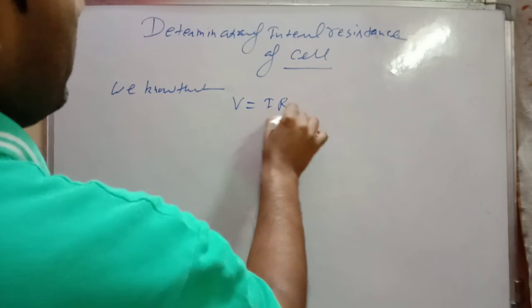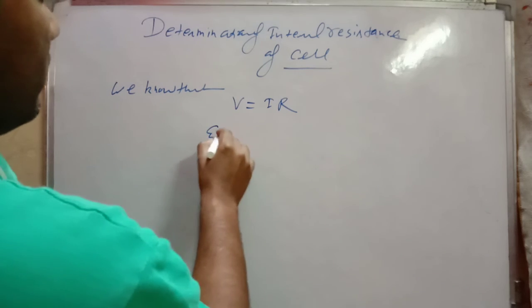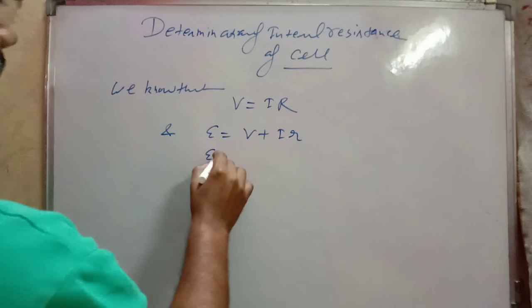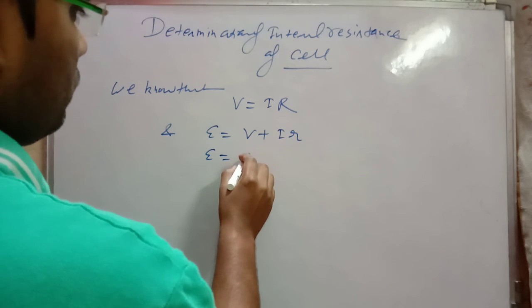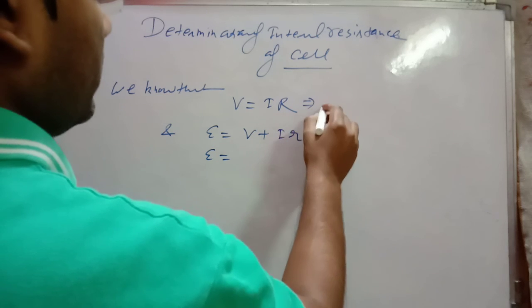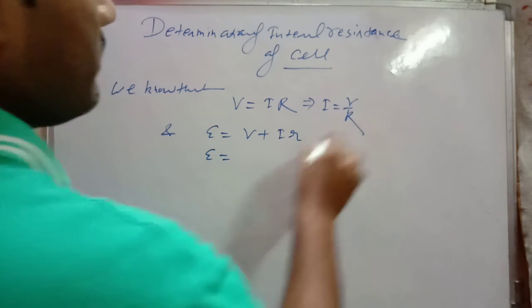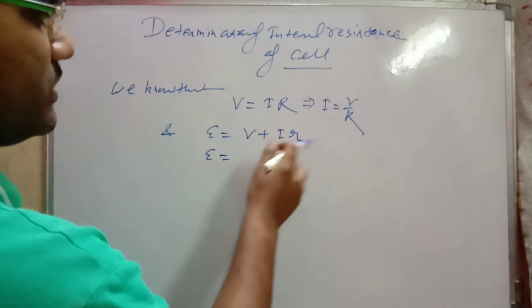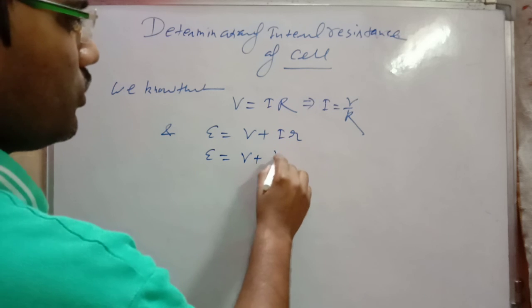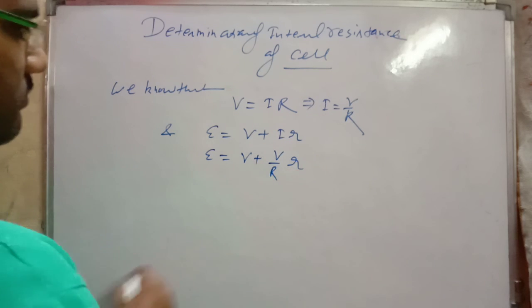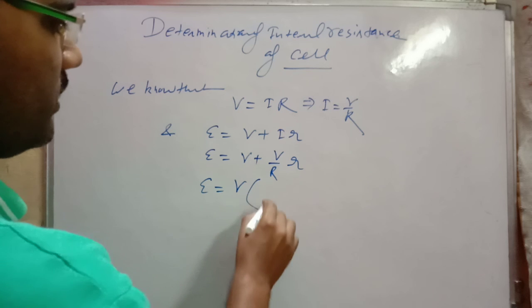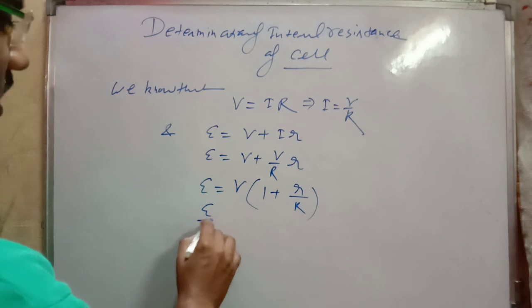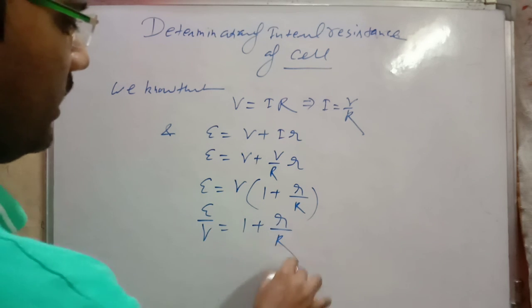We know that V is equal to IR and E is equal to V plus Ir. Here I is equal to V by R. Now substituting the value of I in this equation, here E is equal to V plus V by R into r. Then E is equal to V, V is common here, 1 plus r by R. Now here E by V is equal to 1 plus r by R.